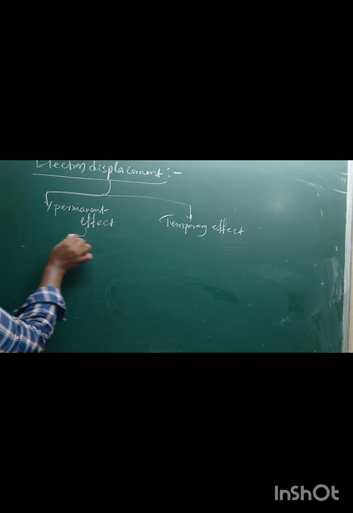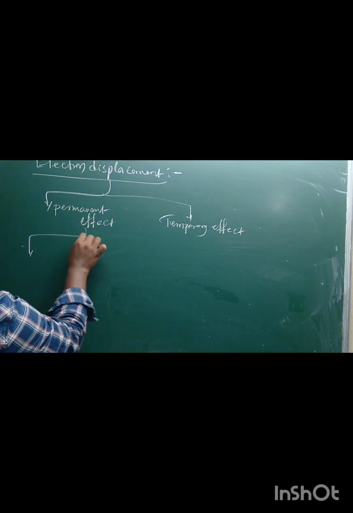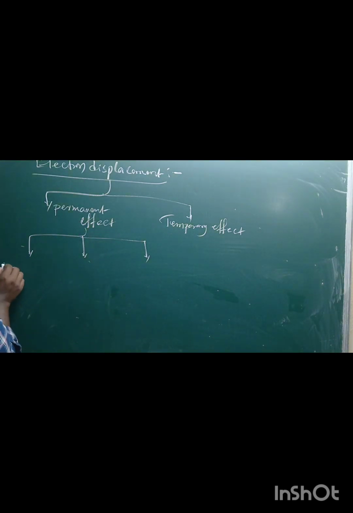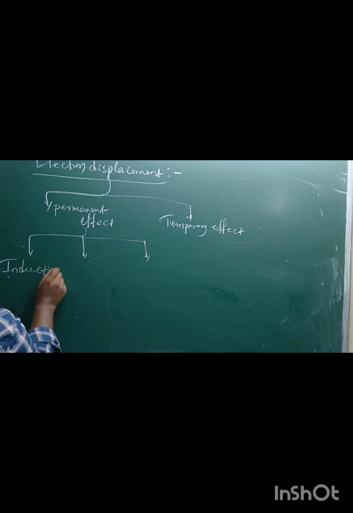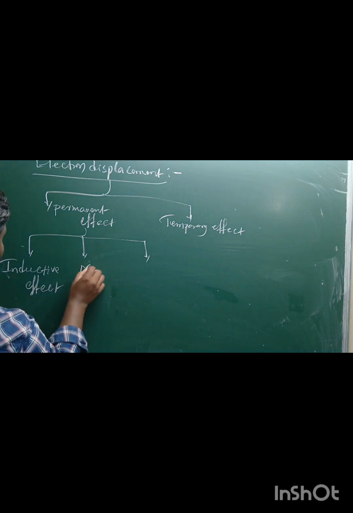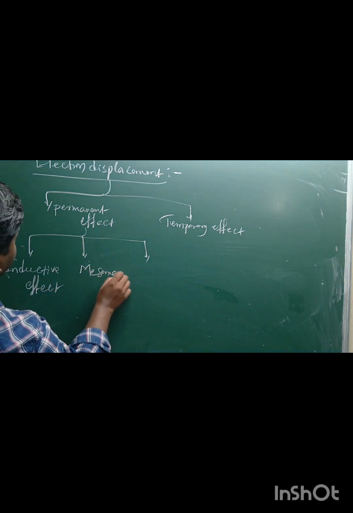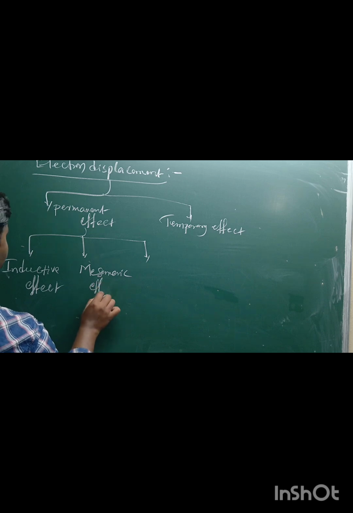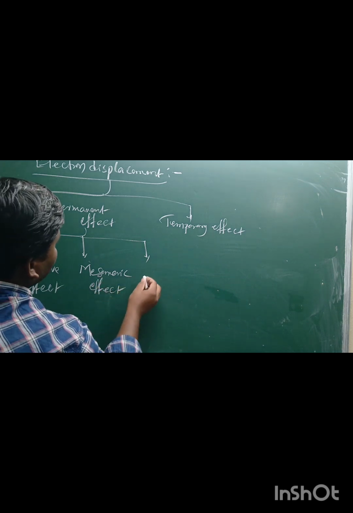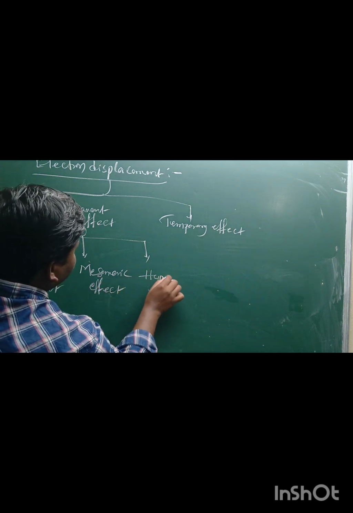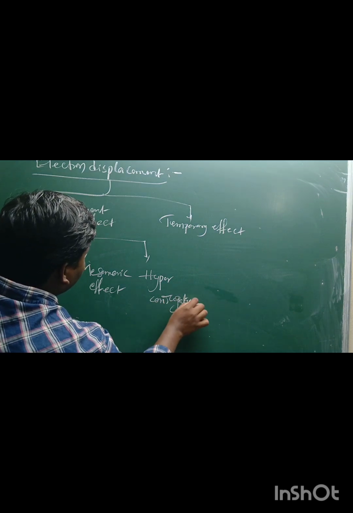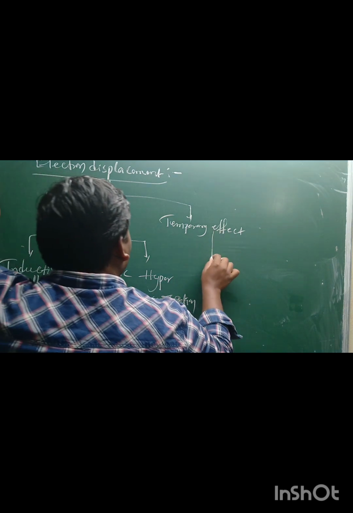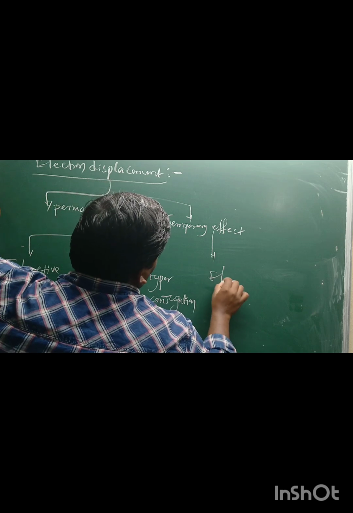These permanent effects are again classified into three types: inductive effect, second one is mesomeric effect, third one is hyperconjugation. The temporary effect is classified into one type, that is electromeric effect.